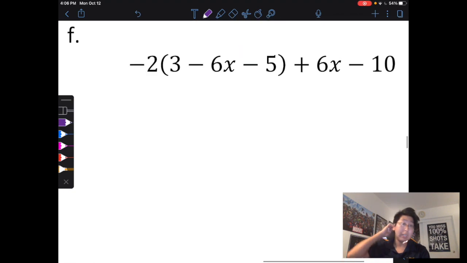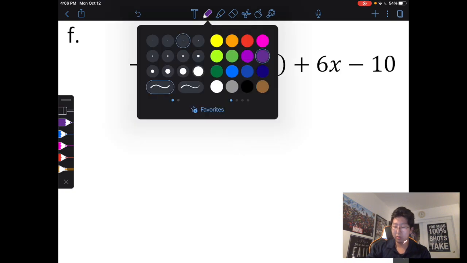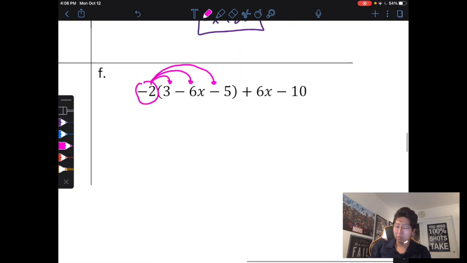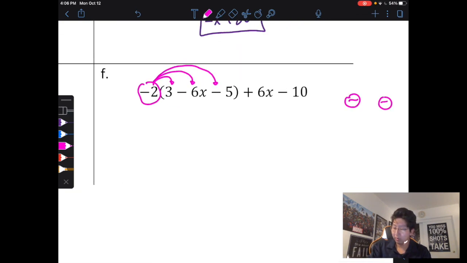Here's our last one. We need to distribute. Okay, so we're going to take this negative 2 and distribute it. Now we're going to distribute it to 3 different terms, which is fine. Just remember to multiply each one. So negative 2 times positive 3. Negative times a positive ends up a negative. So I'm going to end up with negative 6.